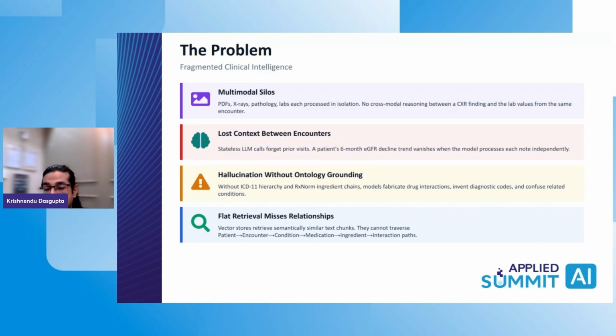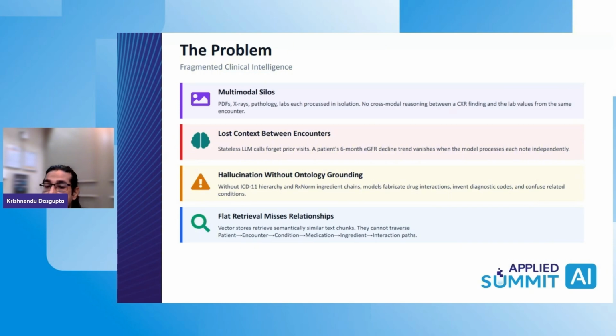So the loss of context happens when you have a patient or data moving across too many encounters. Then the fourth problem comes as hallucination. Without ontology and grounding, the model fabricates ICD codes. We have seen that models try to understand which ICD code it should map to, which particular code or which hierarchy it should map to. And that's one thing which creates a problem.